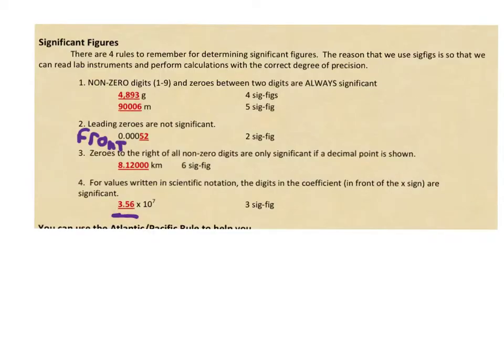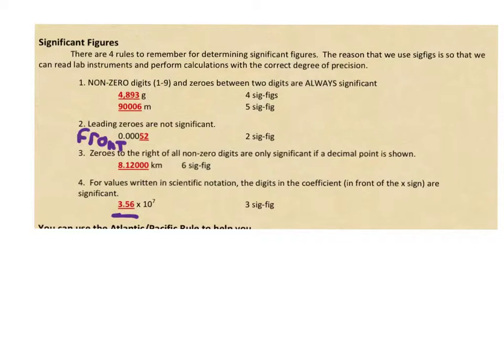There are four rules to remember when determining your significant figures. Now, the reason why we use them, again, is so we can read lab instruments and perform calculations with the correct degree of precision. Precision shows how close your data is to each other.